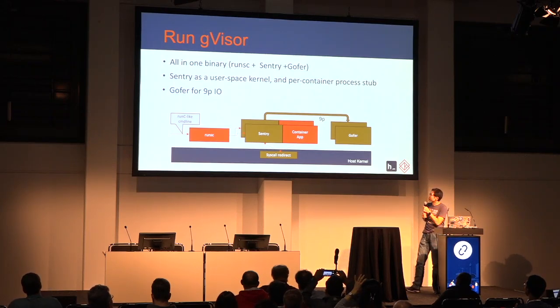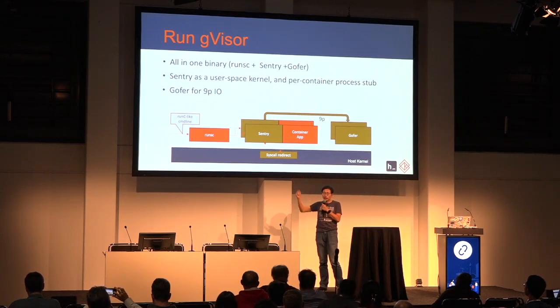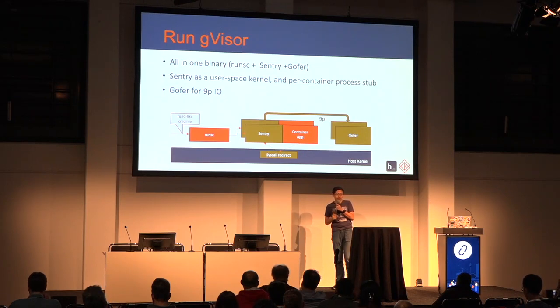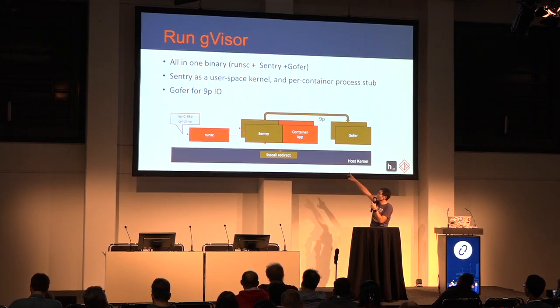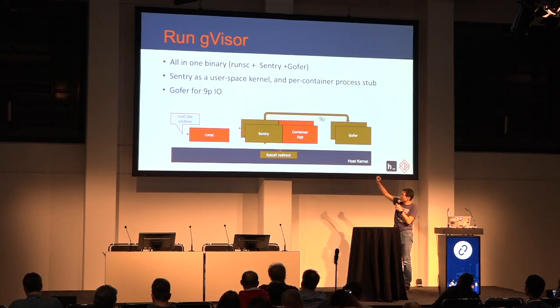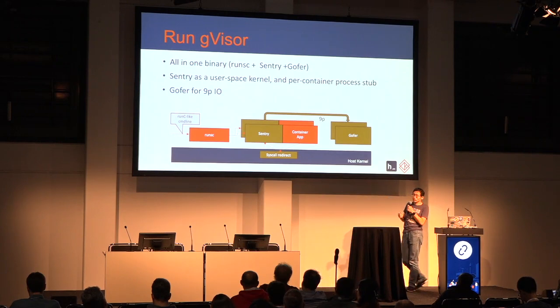They have their binary called runsc, and if you run runsc to launch a container, then they have another process called Sentry. That's the user space kernel that launches the container app, and it does the stub work. Also, in the host kernel, we'll just catch the syscalls and send them to Sentry, and Sentry will process it, and then go back to the container. Later, I will go in depth.